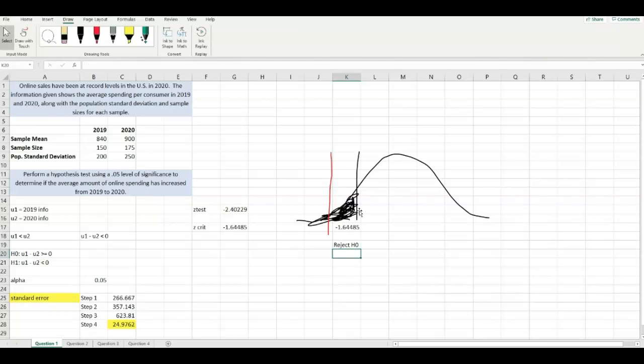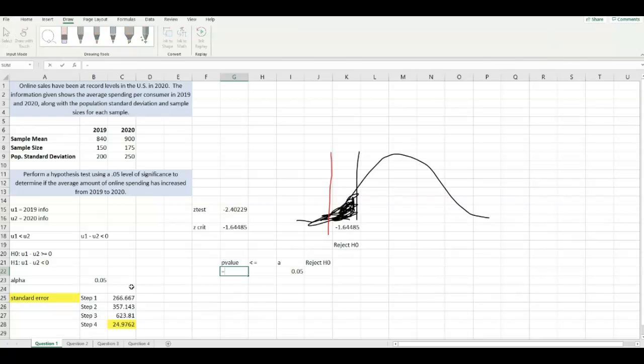So that's one way that we could figure out whether we need to reject or not reject the null. The other is to compare your p-value to your alpha. So the rule that we have is that if the p-value is less than or equal to alpha, then we reject the null. So the alpha, we already know, is our 0.05. P-value, we need to figure out.